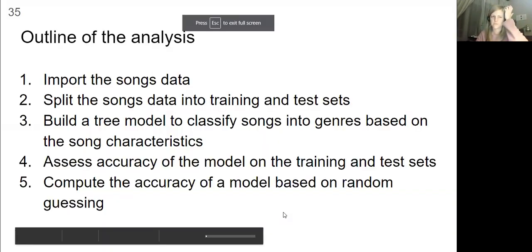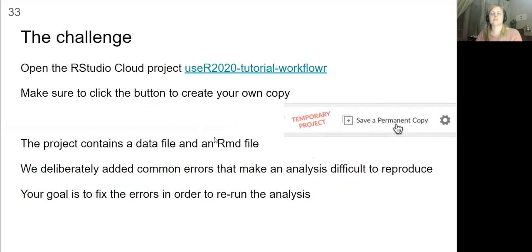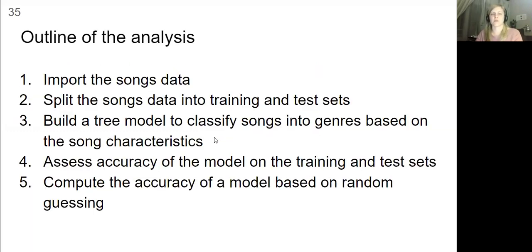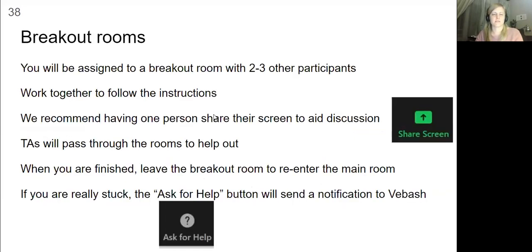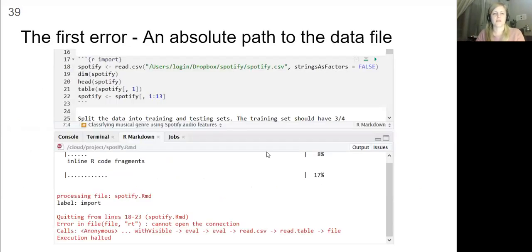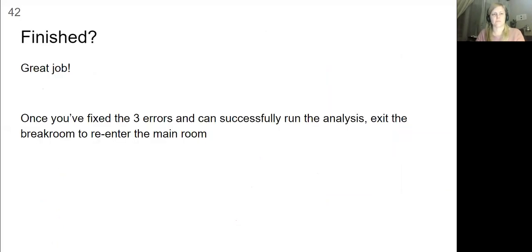So as the slides say, let's go back here. The idea is we deliberately added common errors to make the analysis difficult. The goal is to fix them, right? These are the errors that you might make that make the code not reproducible. This is exactly what we just did. In the workshop, we had a little breakout room. There's your absolute path, a missing package, and a renamed variable.